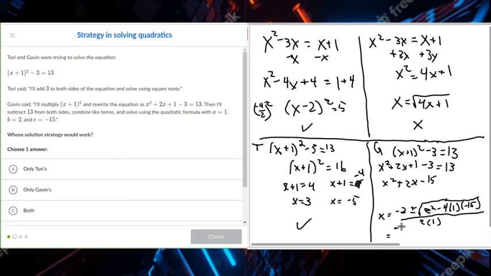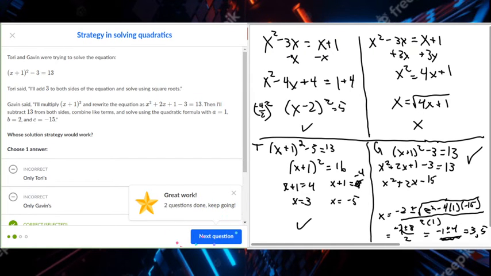So we've got negative 2 plus or minus 8 over 2, or negative 1 plus or minus 4. Okay, so that's also going to give us 3 and negative 5. All right, so that one appears to work as well. So we'll say both. Let me go ahead and get a piece of paper here.